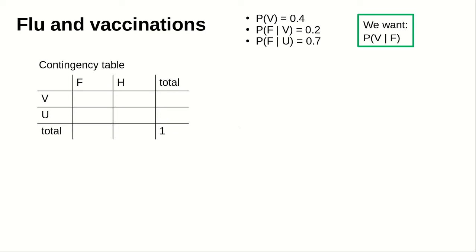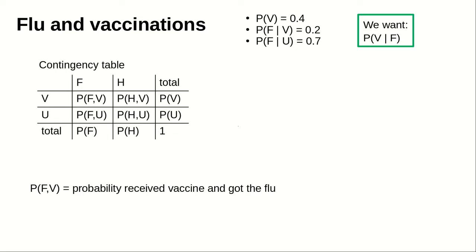In this contingency table, the columns indicate whether or not a person had the flu, and the rows indicate whether or not they had the flu vaccine. The 4 inner squares are the 4 possible outcomes. Each of these represent the probability of one of the combinations. Before putting numbers in the contingency table, let's label each entry with the probability it represents. In writing these probabilities, we use a comma for AND. So the upper left corner is P of F, comma V, the probability that someone received the flu vaccine and got the flu. The order doesn't matter, so we could also write it as P of V, comma F.